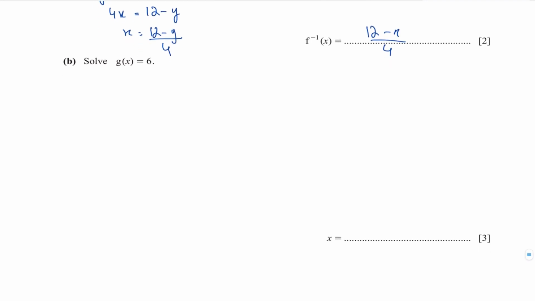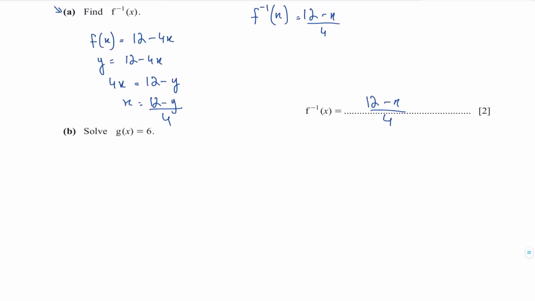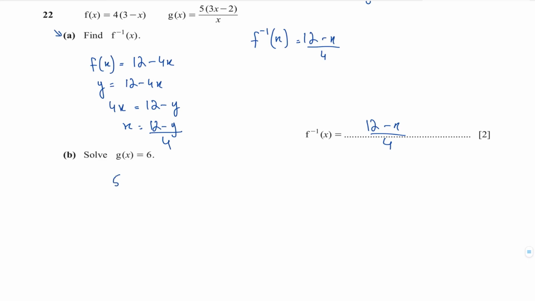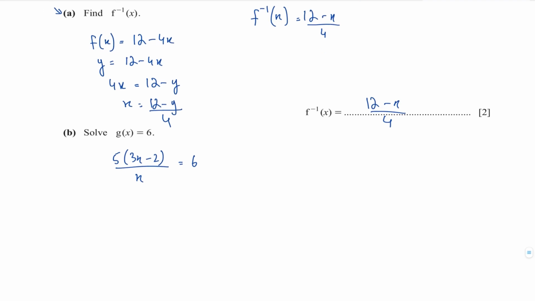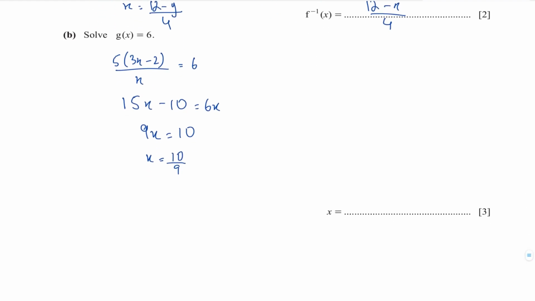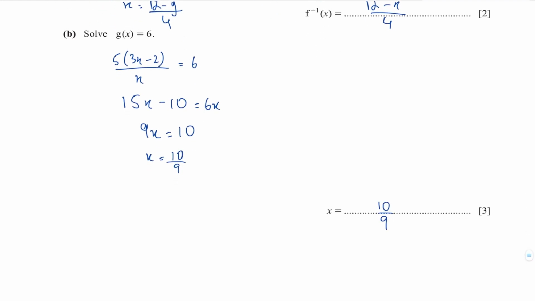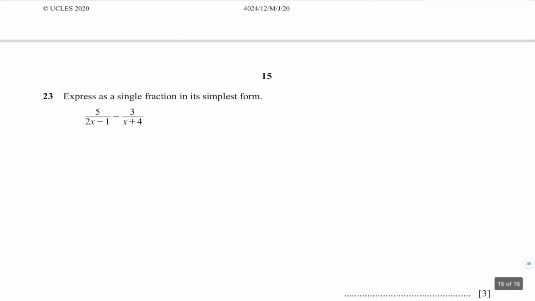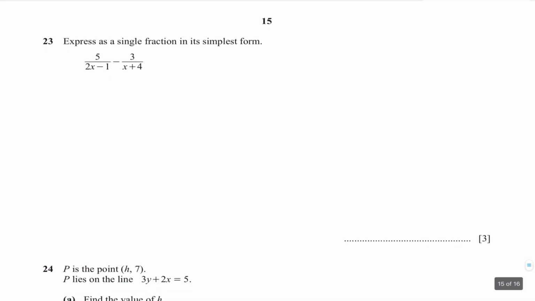Okay, now let's do part B, which says solve g of x equals 6. So all I've got to do here is set g of x equal to 6 and solve for the value of x. Okay, no big deal. So 15x minus 10 equals 6x. Let's bring 6x on the left hand side, so that's going to be 9x equals 10. So x equals 10 upon 9, and let's just write the answer as it is, 10 upon 9, or you can even write it as a mixed number.